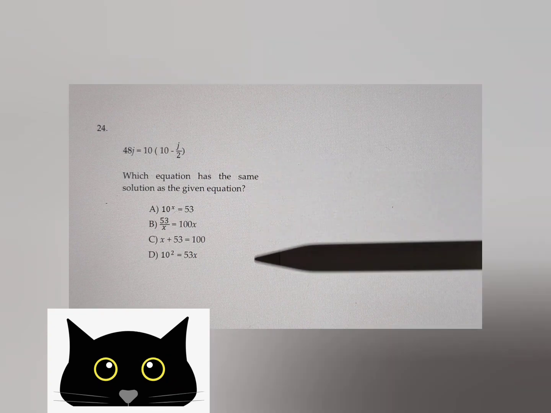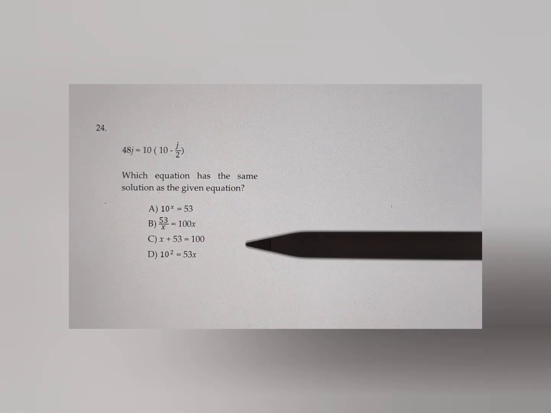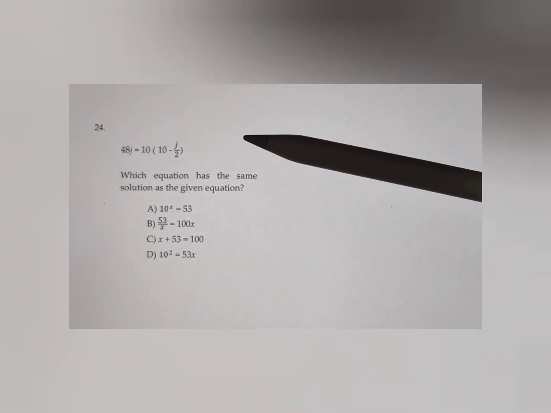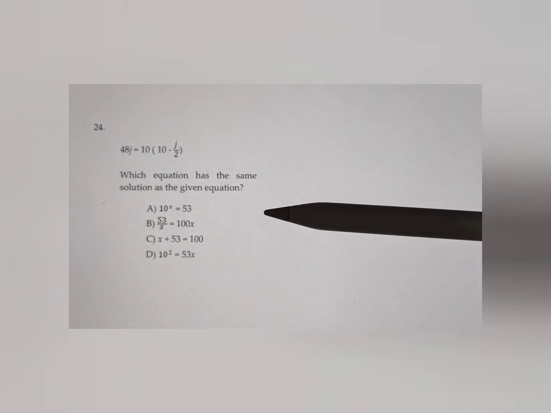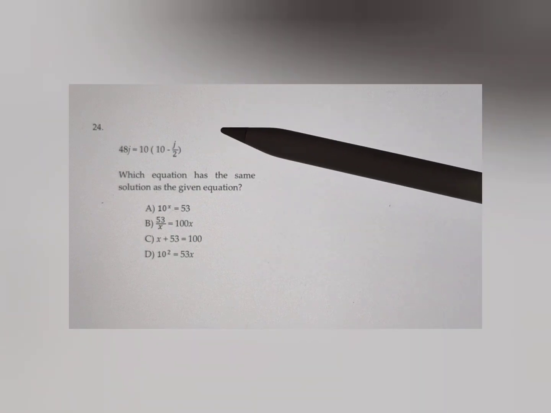We've got different variables, but remember a variable is just a stand-in for a value. So if we've got j up here and it's asking for an equation that has the same solution, we're going to be looking for a variable x in the answers that has the same value as our variable j up in the questions. So let's take a look at what we're given.